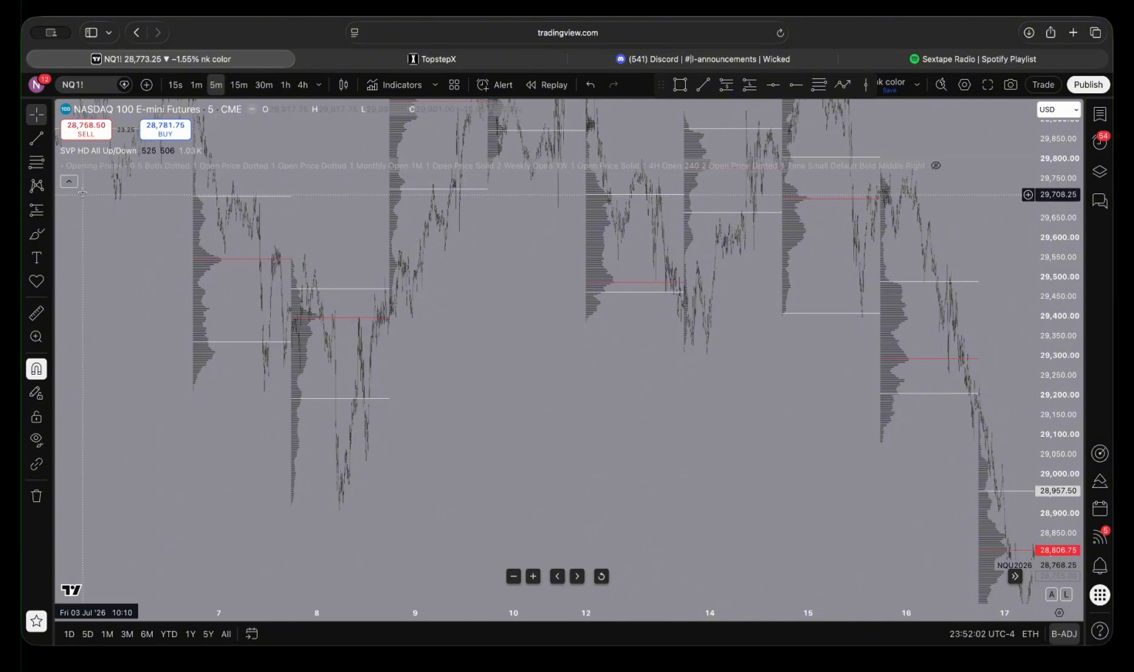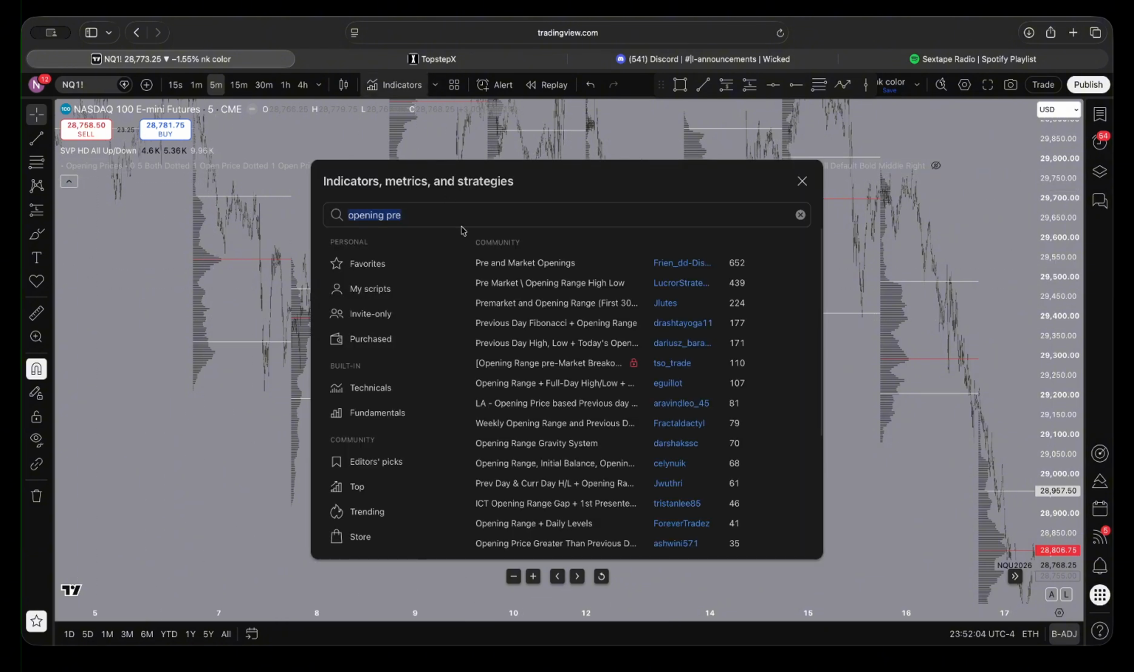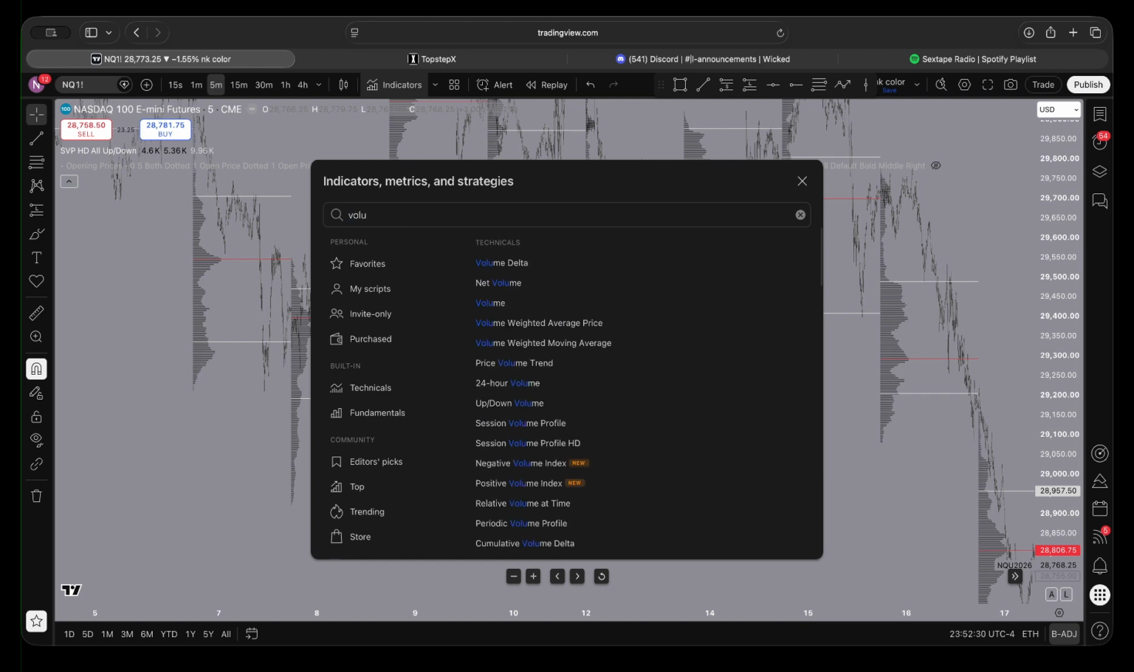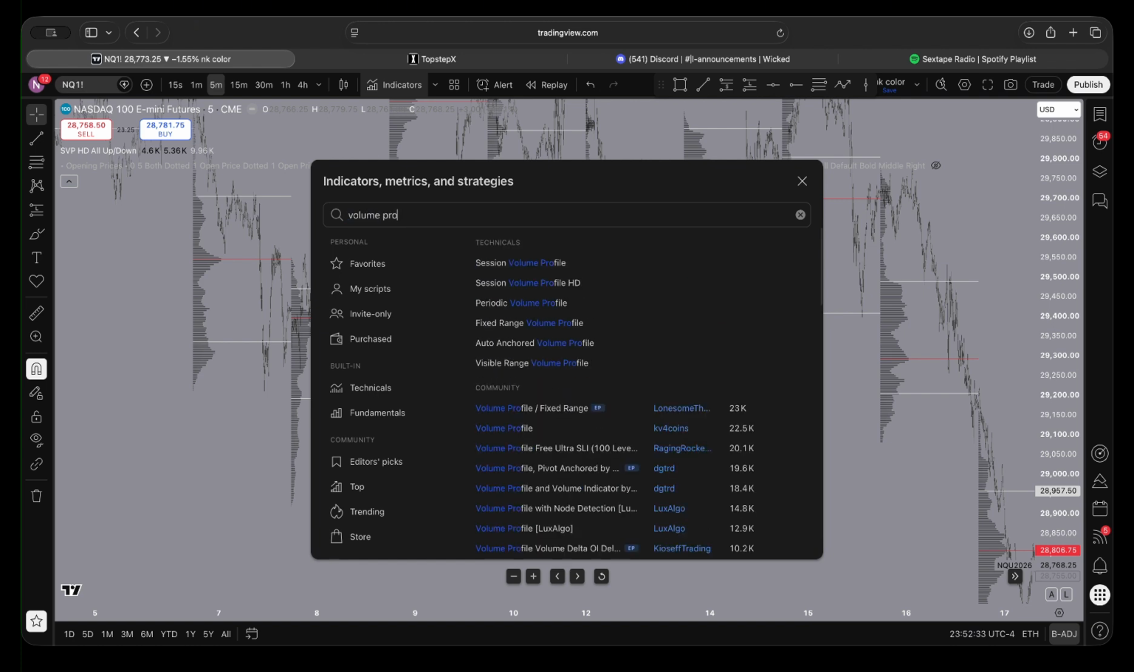So the indicator I use is called SVPHD. It's called Session Volume Profile. I'm pretty sure that's what it's called under the indicator. Well, it might be different, to be honest. Give me 1 second. It is called, yeah, it's called Volume Profile.